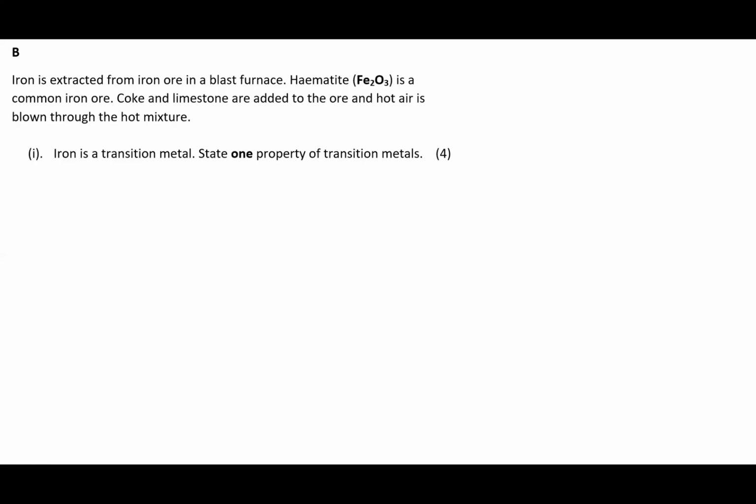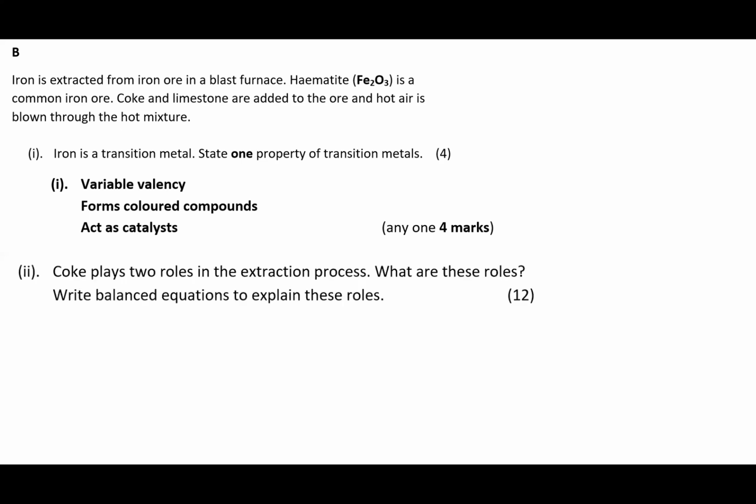And then part B, iron is extracted from iron ore in a blast furnace. Hematite Fe2O3 is a common iron ore. Coke and limestone are added to the ore, and hot air is blown through the hot mixture. Iron is a transition metal. State one property of transition metals. So there's variable valencies. It forms colored compounds and acts as catalysts. Any one of those for 4 marks.